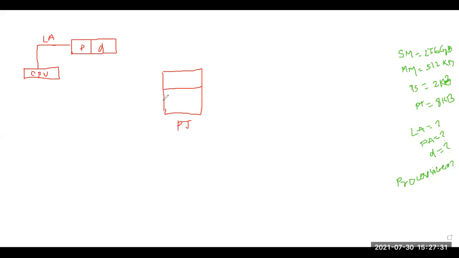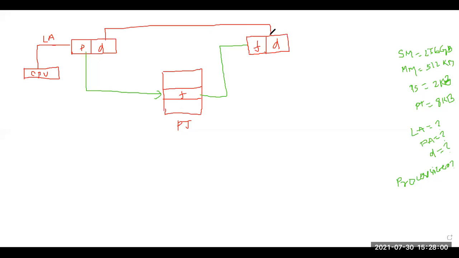Now this page table consists of what? Frame numbers. Now this particular page will find a particular frame. This association will give rise to a new address format, which is your frame number and d. And d is nothing but the same offset address. And this is nothing but my physical address, which is associated with your main memory.